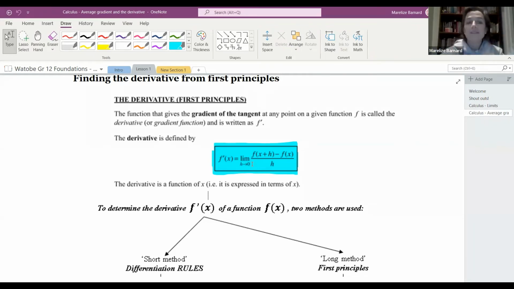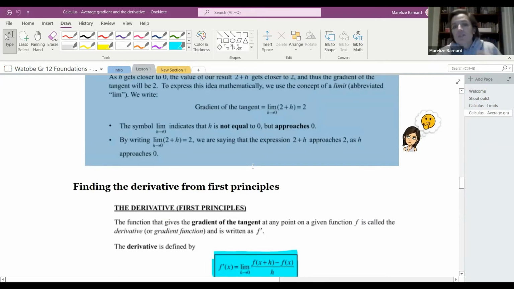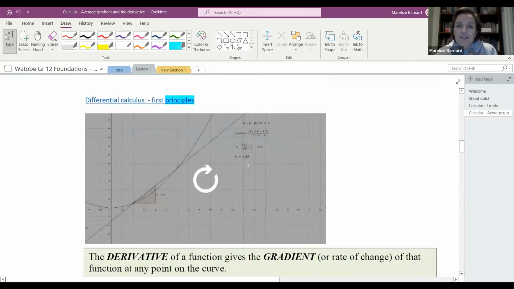But for the rest of the time, we're not going to bother with the formula. We're going to do the short method, which you should know if you've done calculus already. You should know the differentiation rules, or the short method. Okay, so right now, that's a mouthful.